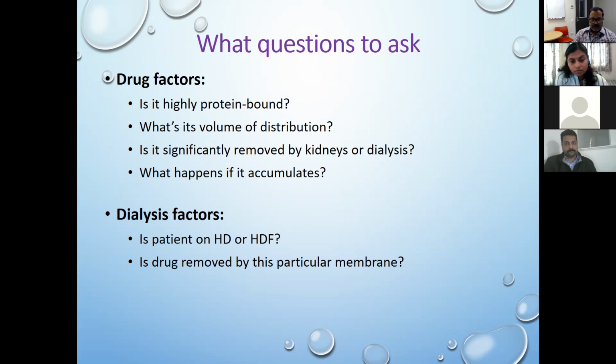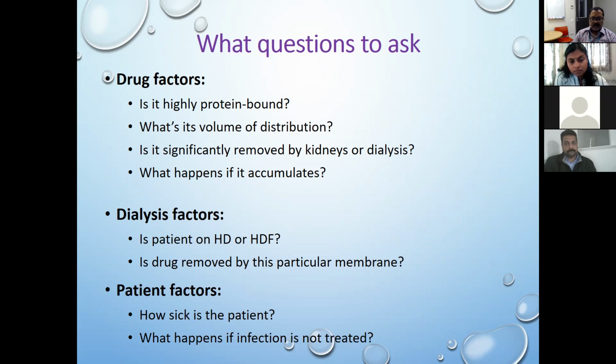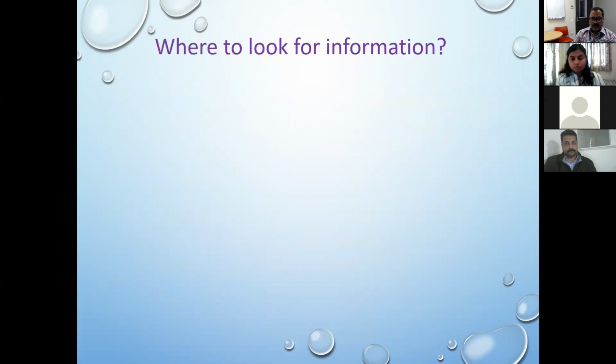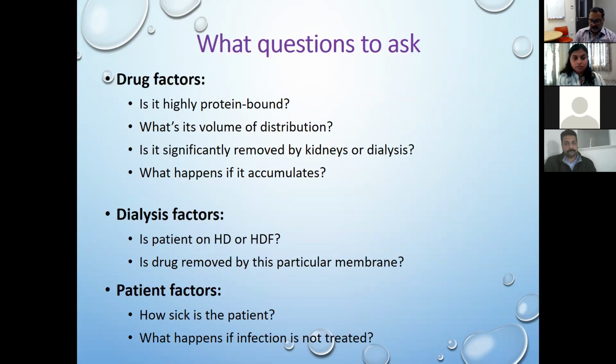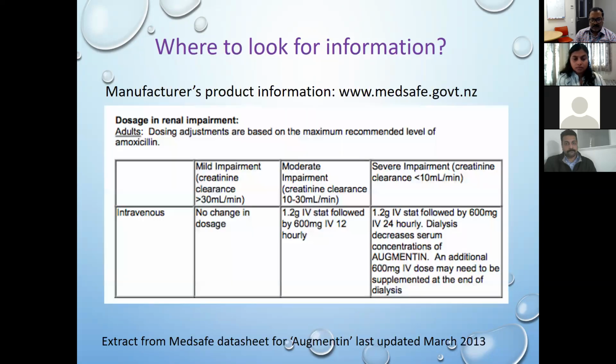And then from a patient factor point of view, how sick is the patient? What happens if the infection is not treated? Depending on the drug's therapeutic window, if it has a really narrow window, then dose timing might make a really big difference. Okay, so where to look for information? We'll have a look at the manufacturer's product information. You can find this information from medsafe.gov.nz, but there are also links from the New Zealand Formulary that allow you to look up this information.